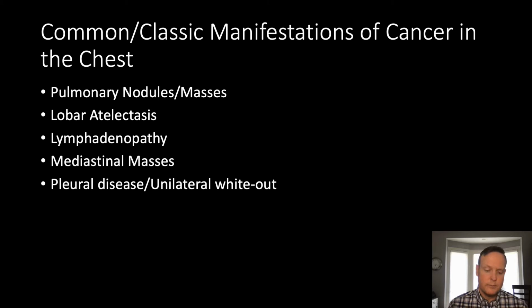Those can manifest in different ways, and those manifestations are what we're going to talk about today, to include pulmonary nodules and masses, lobar atelectasis, lymphadenopathy, mediastinal masses, and pleural disease or unilateral whiteout.